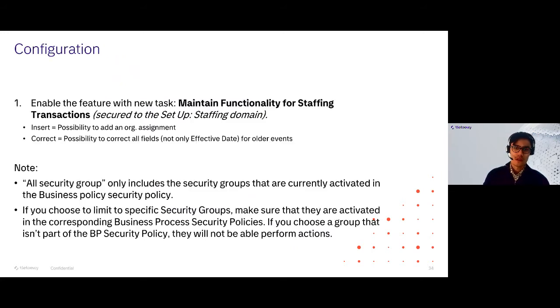To configure this feature, you need to run the new task and enable the functions, and then you can choose to limit it to security groups. The include all security groups option only includes the security groups that are currently activated and allowed to make corrections. So it will not override any policy. You can just choose to restrict it more to a certain security group within the correction.